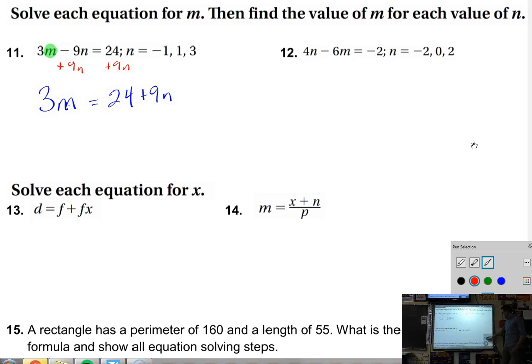Then I still further want to isolate my m, so I'm going to get rid of the coefficient of 3. Apparently I'm popular this morning. I'll deal with that in a minute.